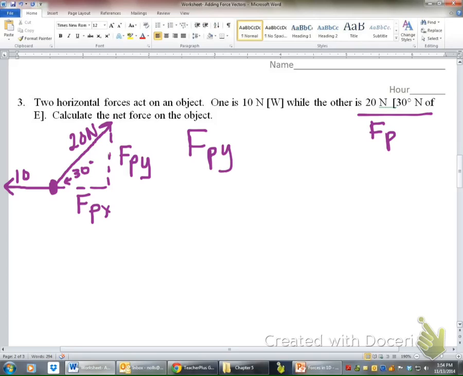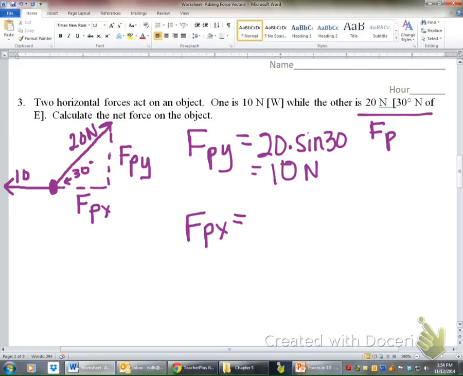F sub Py and F sub Px. Okay, so FPY, if I abbreviate it like I have been, is 20 times sine of 30. And we get 10, so 10 newtons. If we solve for x, we're going to take 20 times cosine of 30. Good. And we get 17.3.